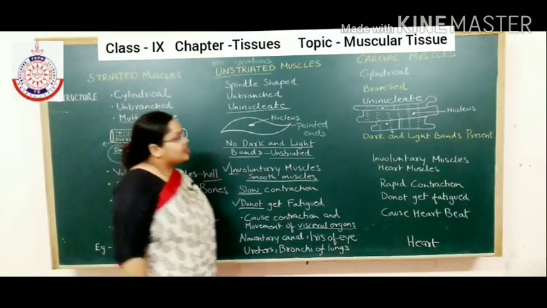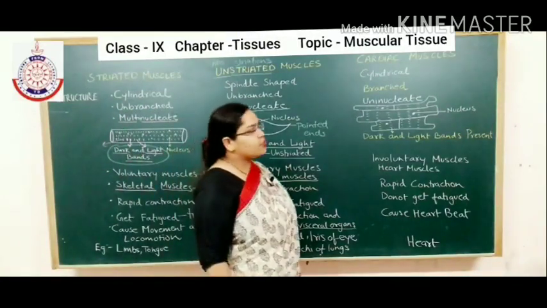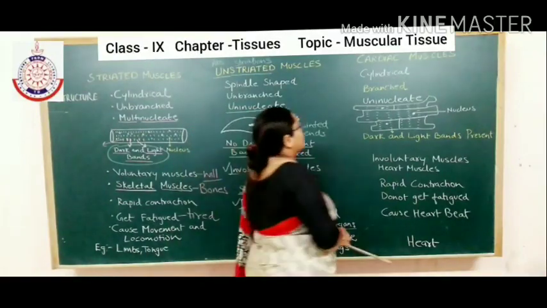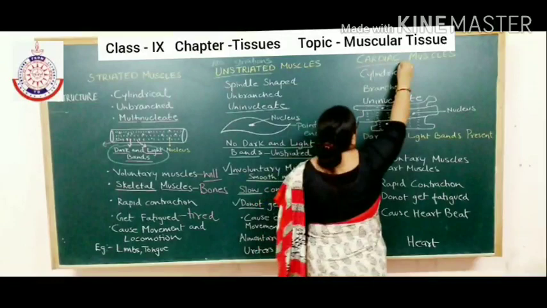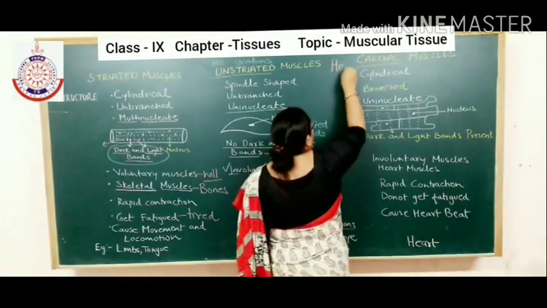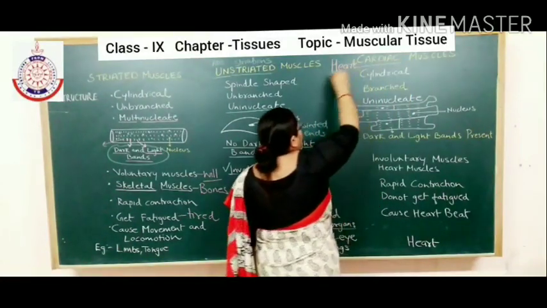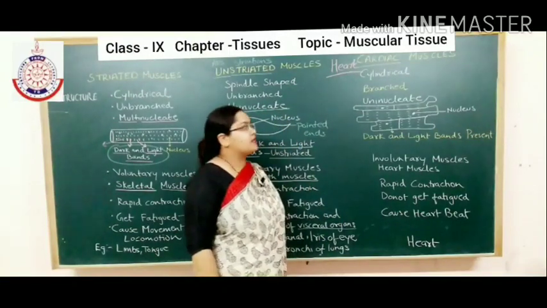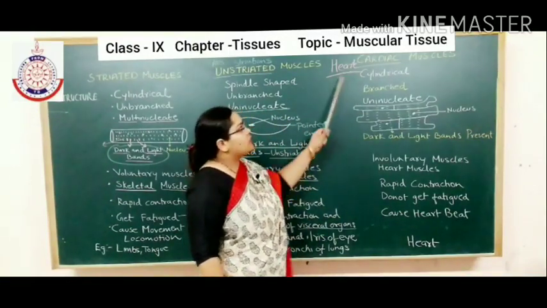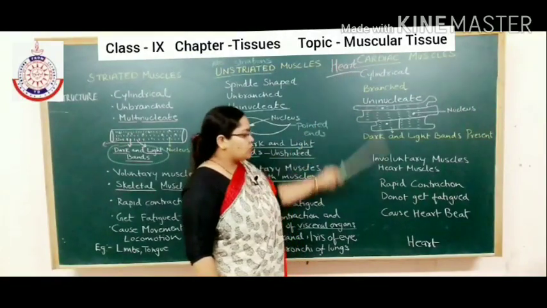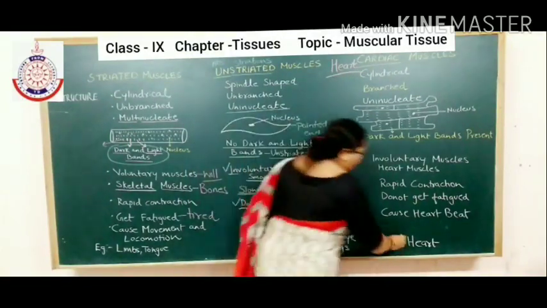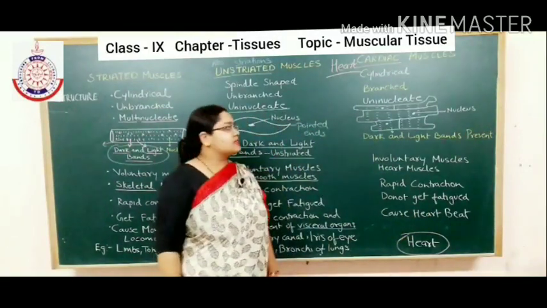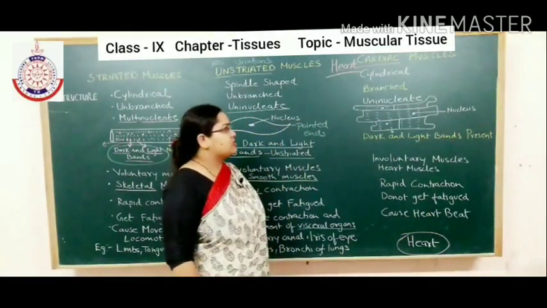Now, the next type of muscular tissue is cardiac muscles. The word cardiac is for heart. It means these muscles are found only in the heart. So cardiac muscles, where are they found? They are found only in the heart. Okay. Now let's discuss the structure of cardiac muscles.